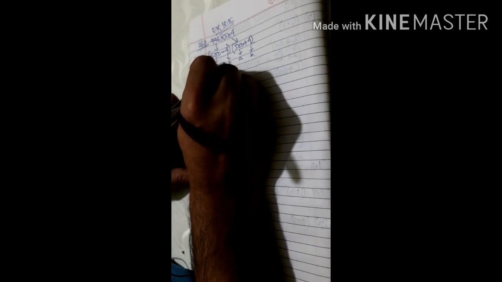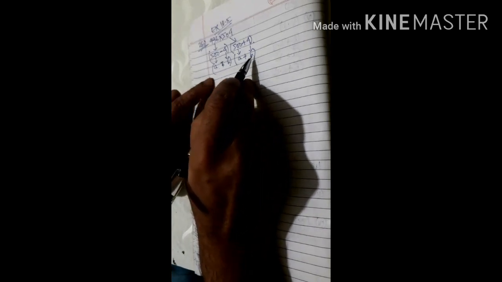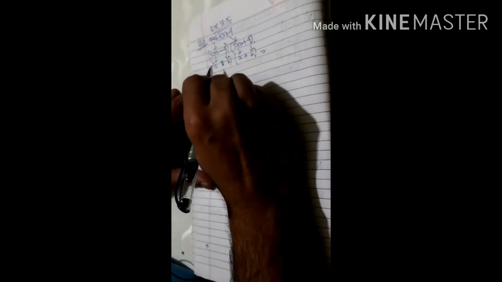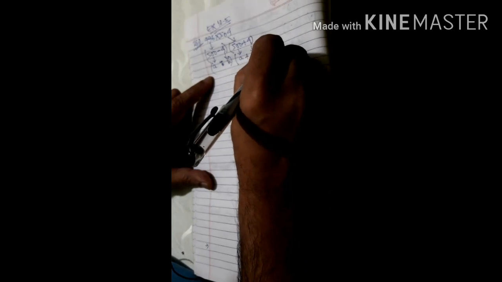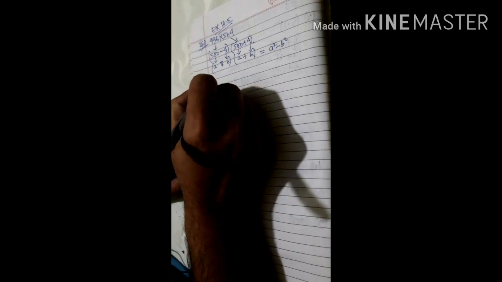Now 500 is the same number and 4 is the same number. If 500 takes the value of a and 4 takes the value of b, then this is a minus b, and this is a plus b. So is it in the form of a minus b multiplied by a plus b? What is the formula for a minus b into a plus b? This is a square minus b square.